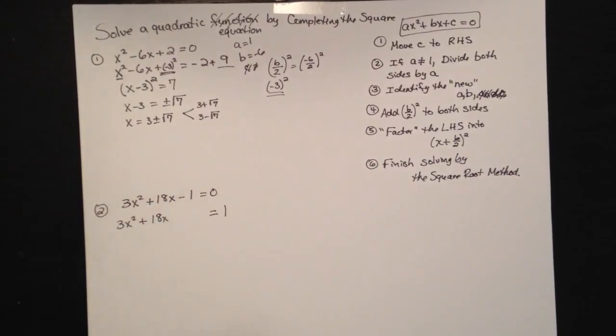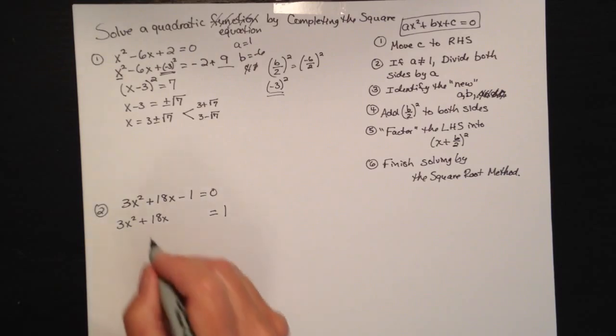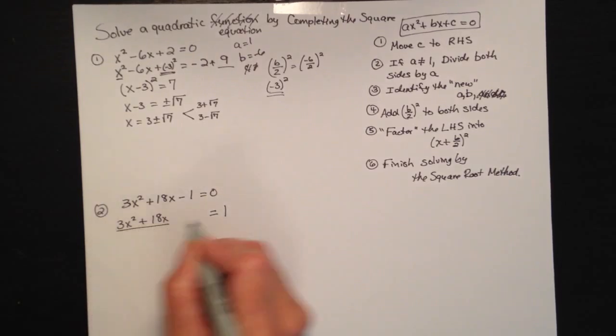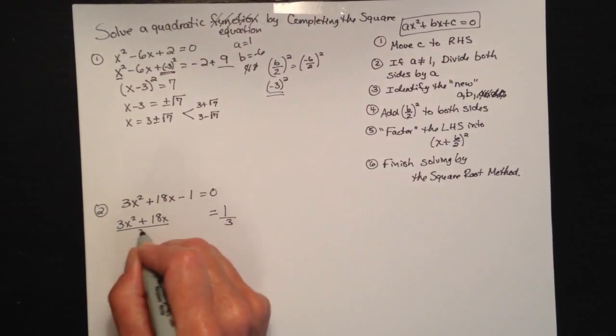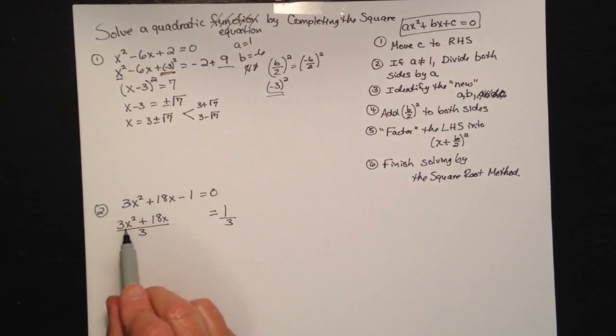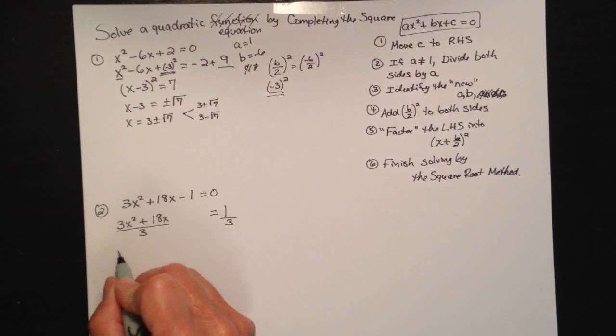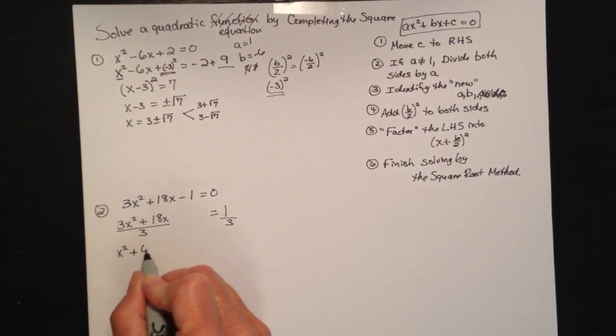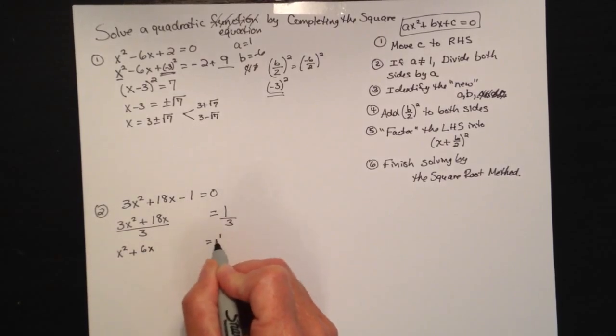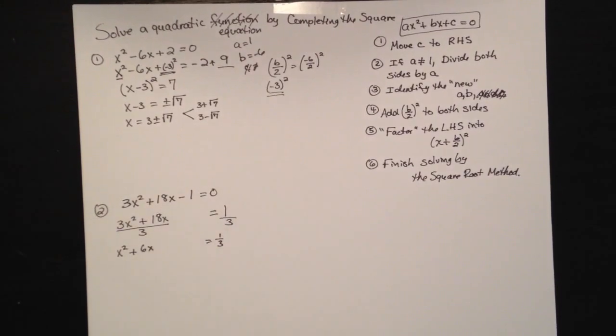Step 2 says if a does not equal 1, divide both sides by a. So a is equal to 3 at this point, so we want it to equal 1. We have to do this legally by dividing both sides of our equation by 3. The 3 will divide into each individual term. We're left with x squared plus 6x equals 1/3. That's what we have right now.